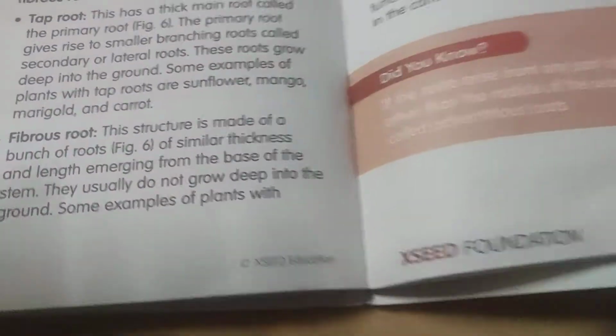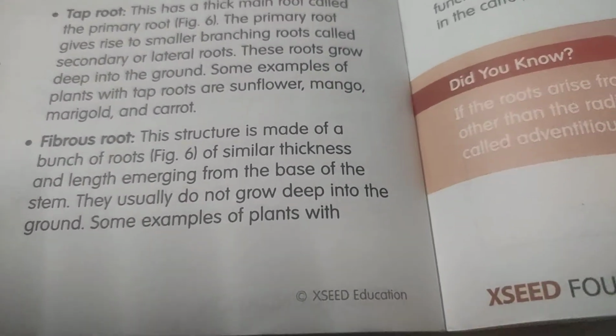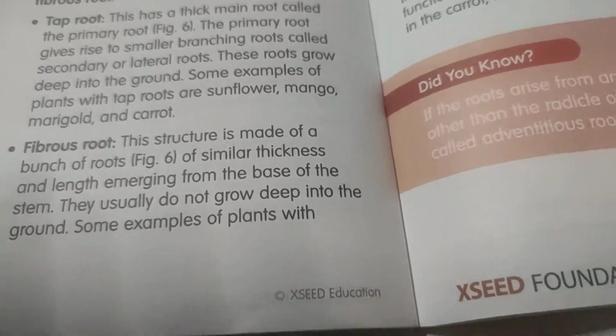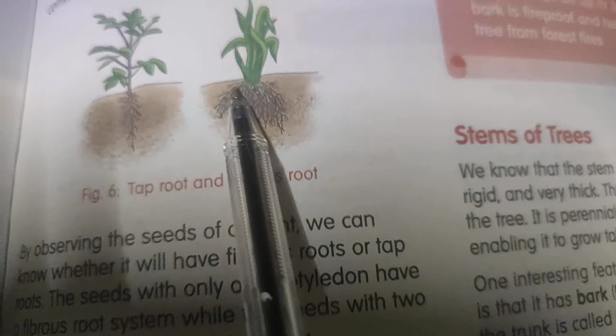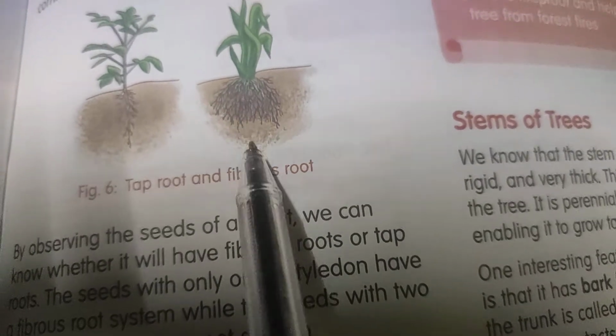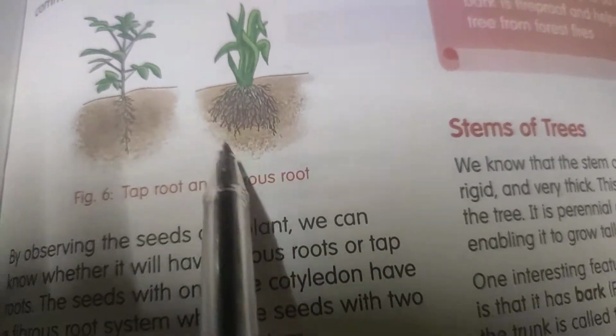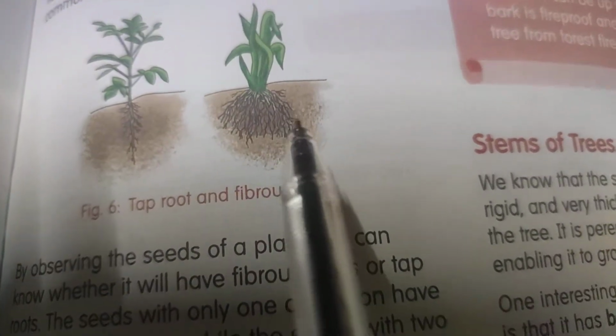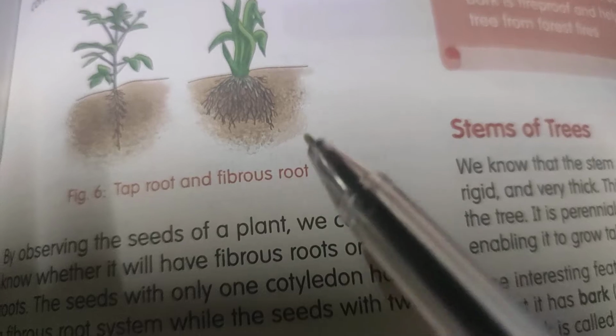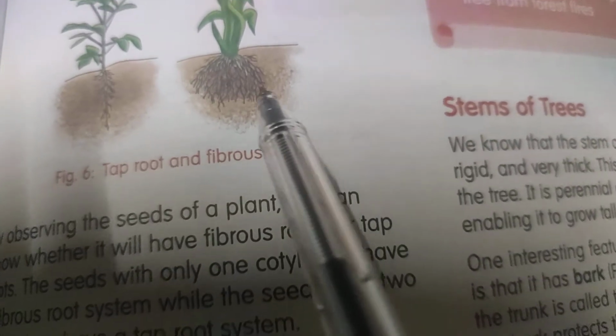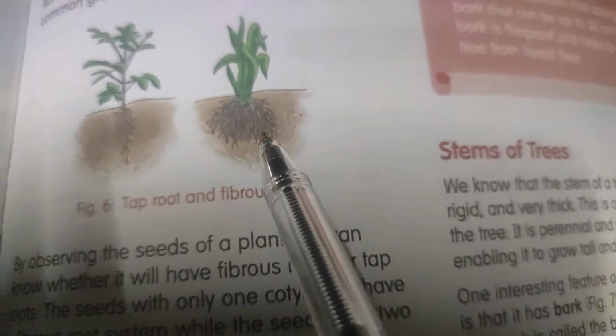Now, fibrous root means immediately after the stem. See the diagram. Immediately after the stem, there is no single branch, but a bunch, so many branches. This is called fibrous, just like many layers together is called fiber. So it looks like a fiber, so it is called fibrous root.